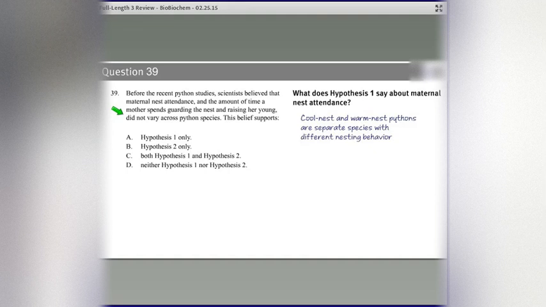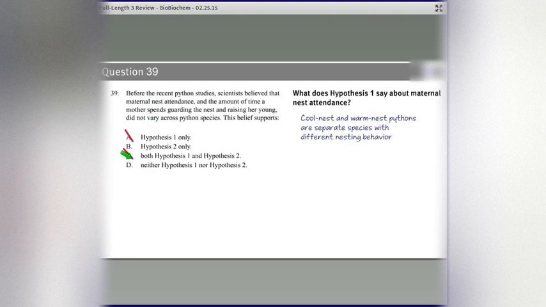Author 1 absolutely does not support the idea that the amount of time the mother spends guarding her nest does not vary across python species. Author 1 is saying absolutely it varies across python species. Okay, so that's going to be key. So we can eliminate some answer choices. We can eliminate answer choice A, and we can also eliminate answer choice C. We can't say that it's going to be both hypothesis 1 and hypothesis 2 if we've already eliminated hypothesis 1. Okay, so let's see what's going on. So hypothesis 1 only, cross out the window.